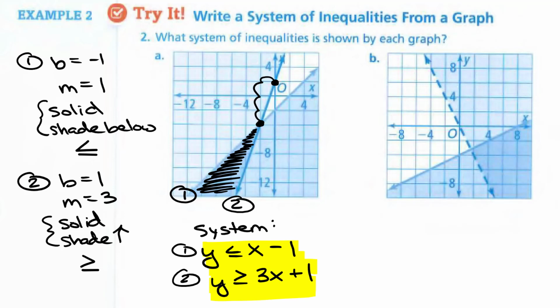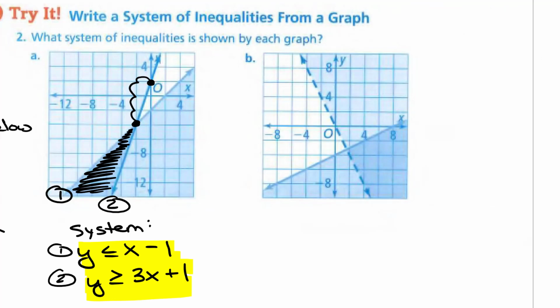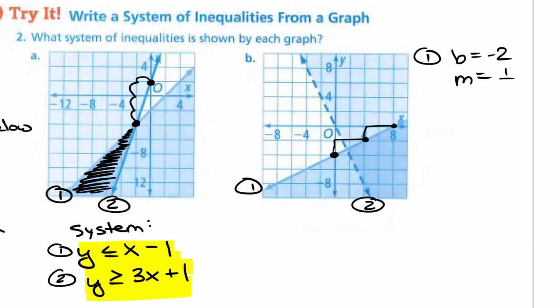These are your working backwards problems. So my final answer is that highlighted region. All right, let's try part B. For line 1, my intercept is at -2. And for my m, here's another pretty point. So I can go up 1 over 2. There's another one. Up 1 over 2. So rise 1 over 2. My slope will be 1/2.